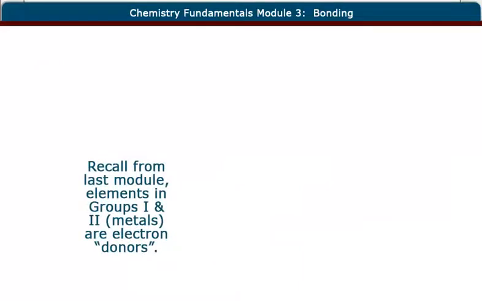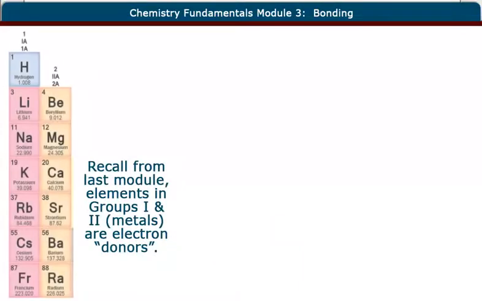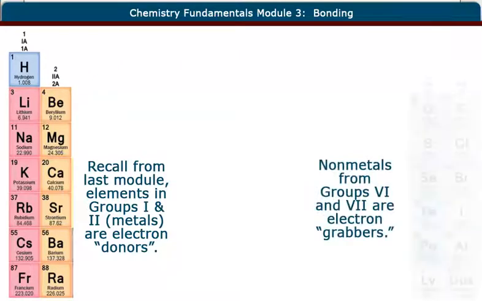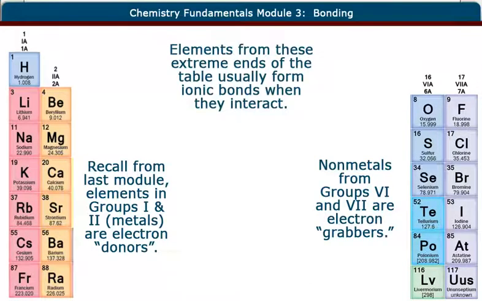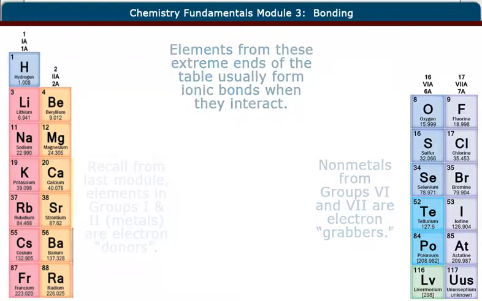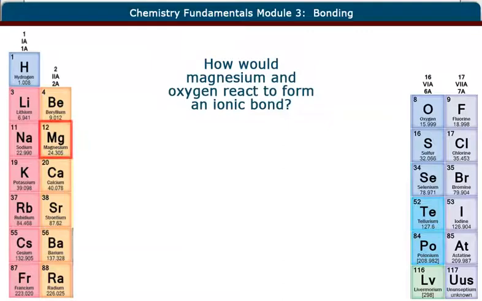Recall from last module, elements in groups 1 and 2, which are metals, are electron donors. Nonmetals from groups 6 and 7 are electron grabbers. Elements from these extreme ends of the table usually form ionic bonds when they interact. For example, how would magnesium and oxygen react to form an ionic bond?